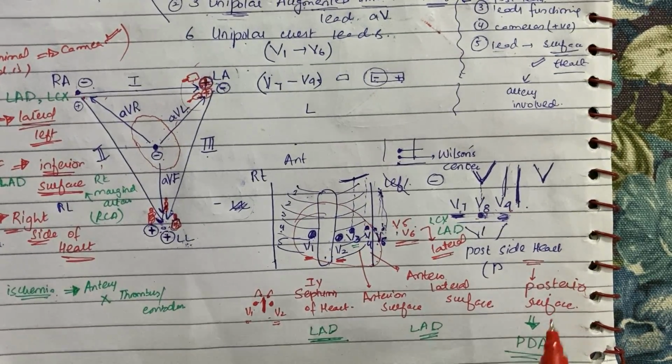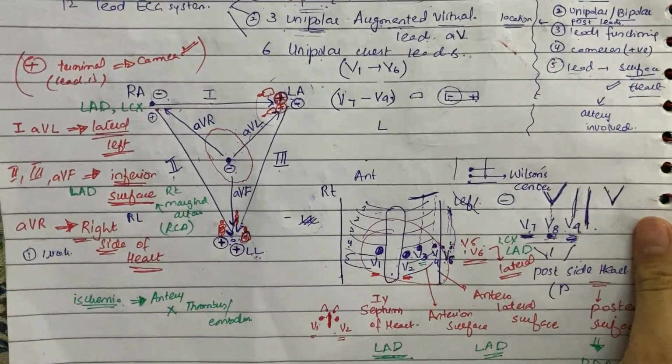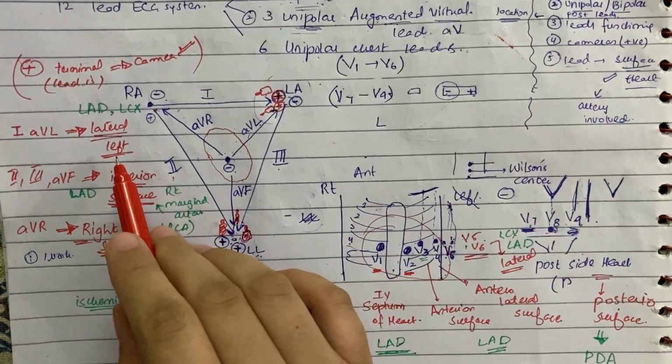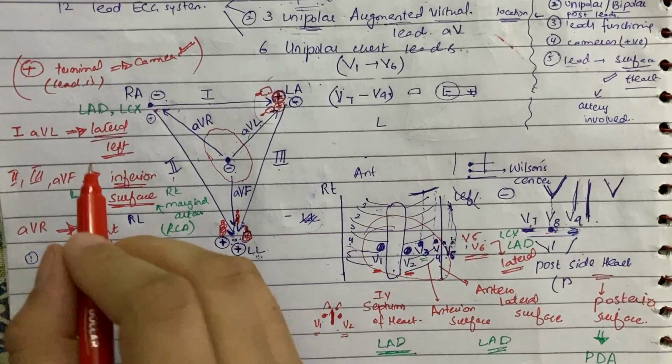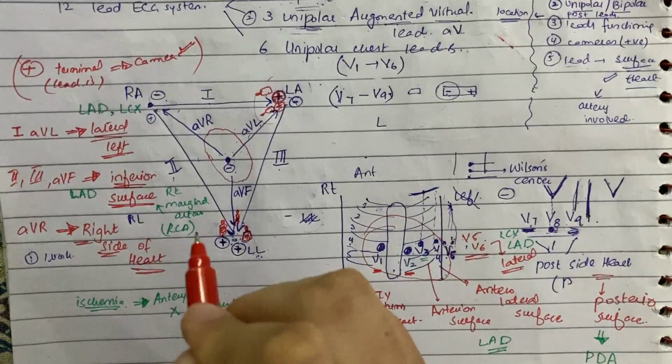Now, if you have seen my first video, I've discussed in detail the arterial supply of the heart. So if you have seen that video, you have a clear idea which surface is supplied by which artery of the heart. I'll give a brief overview here. Please go there and watch my first video on arterial circulation of the heart.